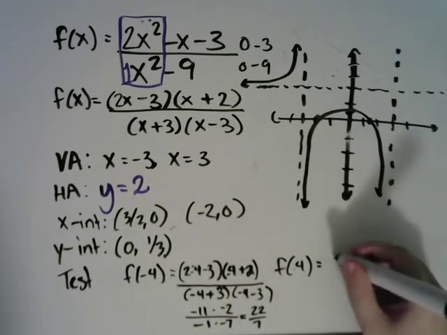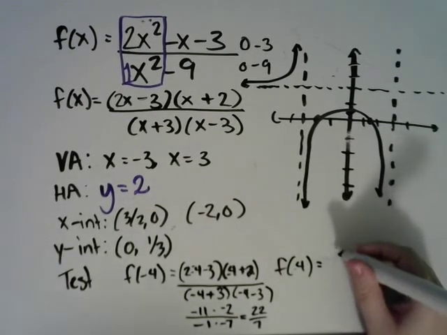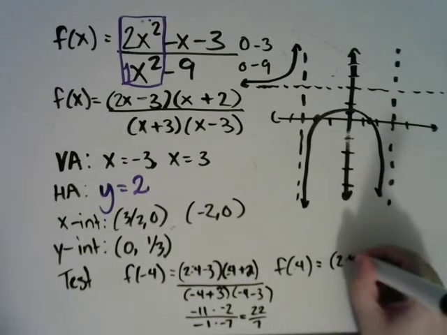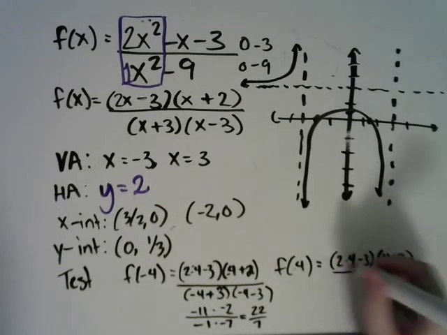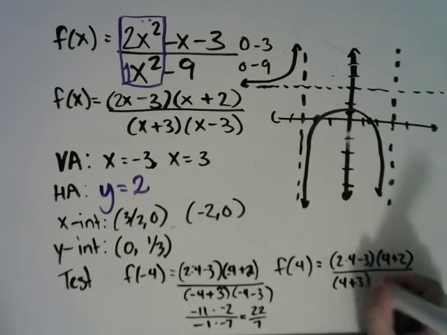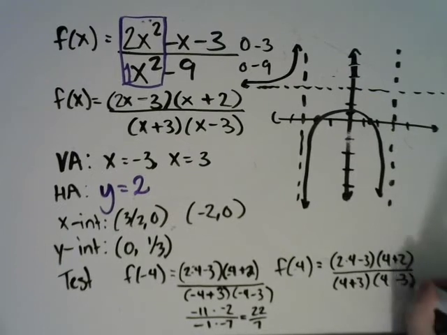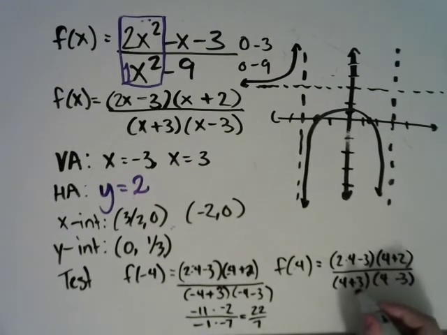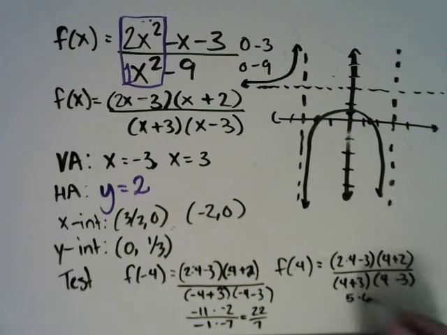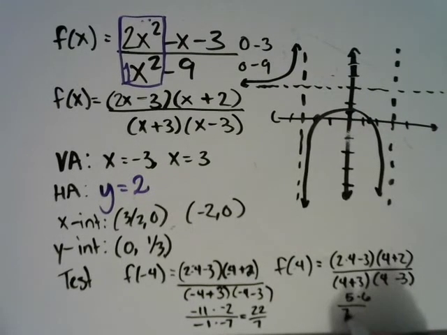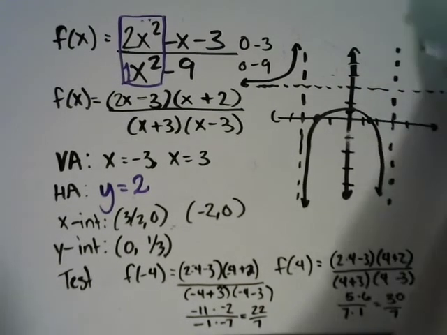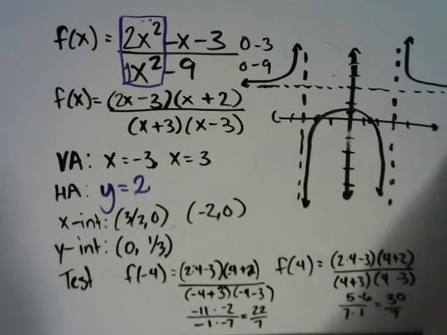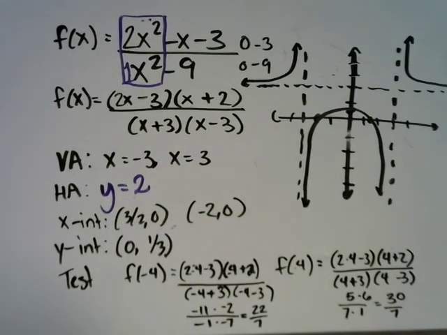Checking f of positive 4, I'm probably going to get a similar result. I have 2 times 4 minus 3, 4 plus 2, over positive 4 plus 3 and positive 4 minus 3. That gives me 5 times 6 over 7 times 1, or 30 over 7, which is also more than 2. And that is the hand-drawn sketch of the rational function for example 6.